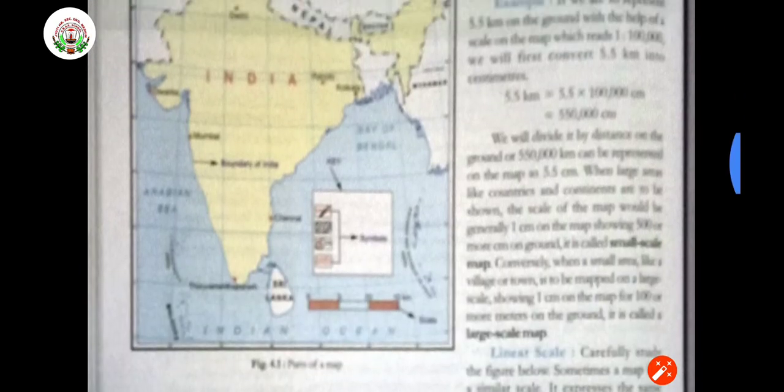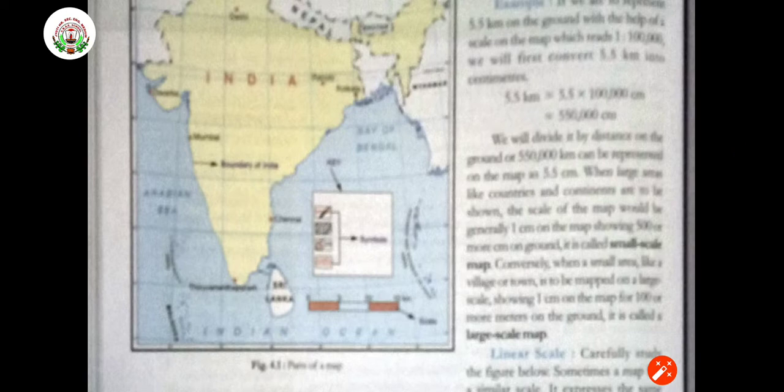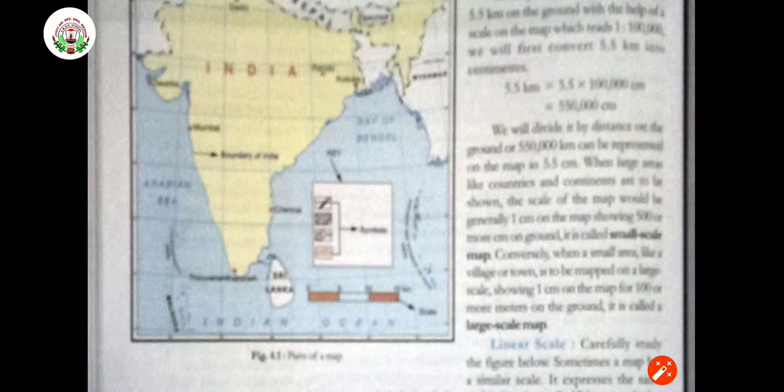Now with large areas like countries and continents, countries cannot be represented at 1 kilometer or something like that. So we are going to take a long distance, right? Now when continents are to be shown, the scale of the map would generally be 1 centimeter on the map means 500 or more kilometer on the ground, right? That will be mentioned. So it is called a small scale map.